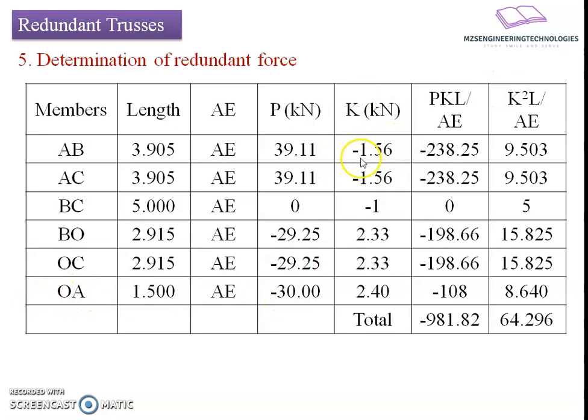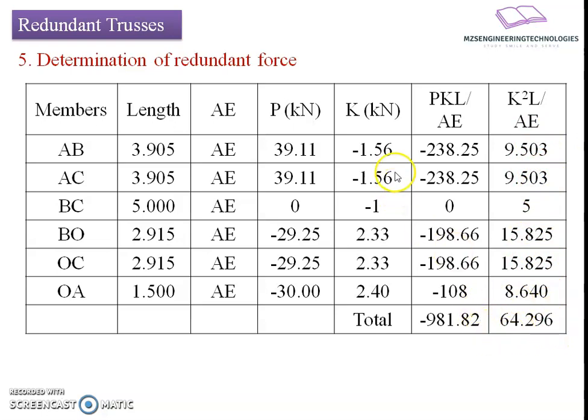Similarly, I have put the value of K coefficients here. Coefficients which were in tensile nature are marked with a negative sign, whereas which are in compressive nature are positive. And then we have a product P into K into L, means the product of the three columns P, K, L, and the values are minus 23.825 and respectively I have done. And lastly, I have taken the summation of all the values related to the product PKL divided by AE. Similarly, K square L means we are going to take a square of this K column and multiply with the length. The product is 9.503, and similarly for other members were worked out, and summative value has been taken at the last.